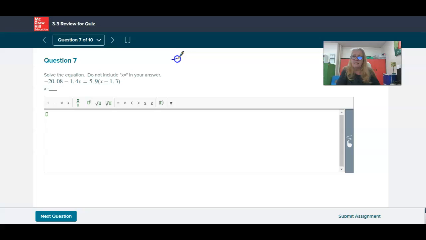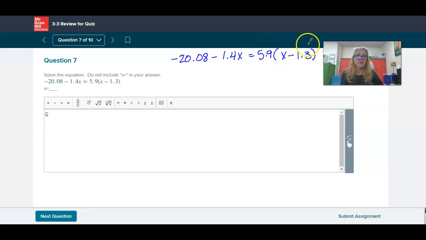Alrighty, this one is -20.08 minus 1.4x equals 5.9 times x minus 1.3. All right, so this would be a good time for you to pause and see if you can do this one yourself. Pause now. Okay, so we're back.